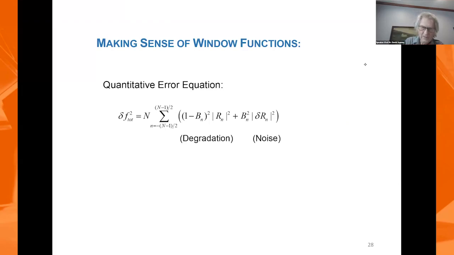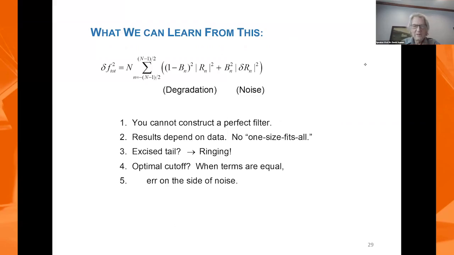And so what we learned from this expression are several things. One is that you cannot construct a perfect filter. Unlike quantum mechanics, B cannot be both 0 and 1 at the same time. You've got to make a decision. You're going to save the information or you're going to save the noise, one or the other. Second thing is that the function itself has the data in there. And that means that there's no one-size-fits-all linear filter. You've got to make a decision.